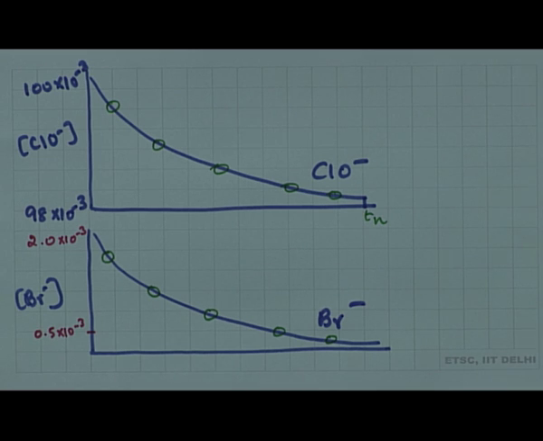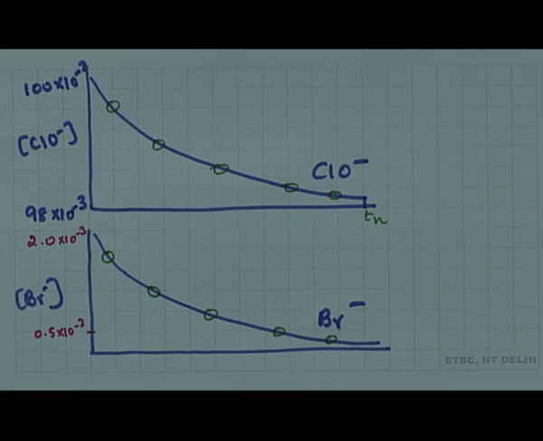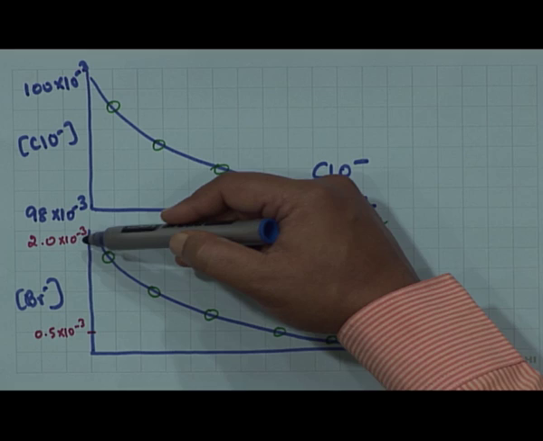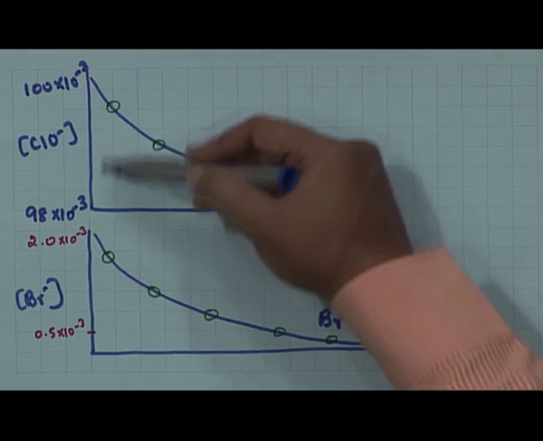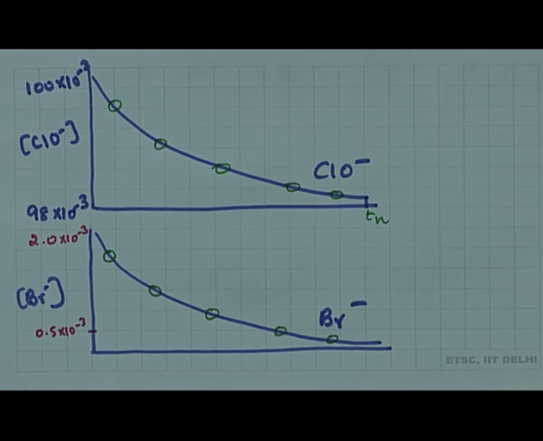Okay. Now what is the significance of the profile that we have just drawn for the two? So the top one belongs to that of the hypochlorite and the bottom one belongs to that of the bromide. So what are you seeing here? As we saw, the hypochlorite was 50-fold excess. So this is what you see out here again. It is 100 times 10 to the minus 3 and 2 times 10 to the minus 3. So it is 50-fold excess. The starting concentration of hypochlorite is 50-fold excess than that of bromide.